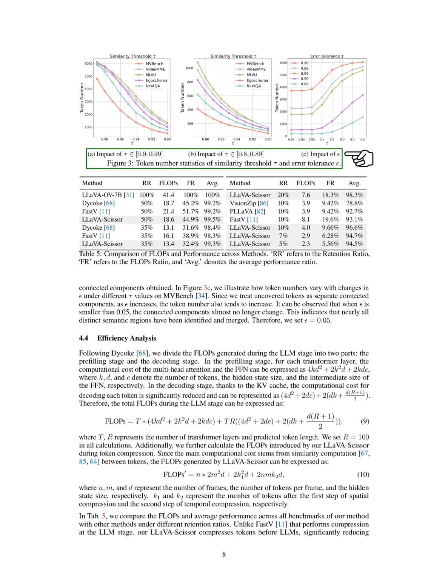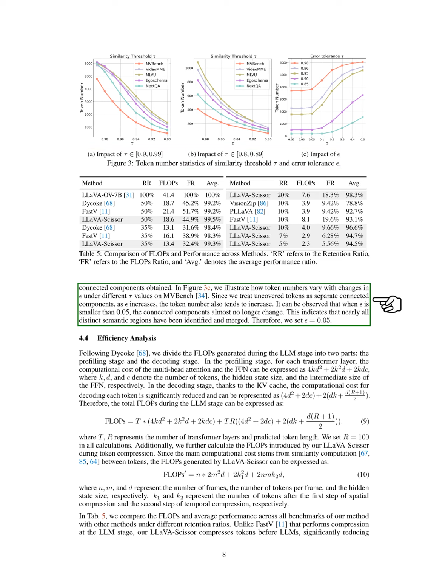Finally, we analyze the impact of the similarity threshold and error tolerance on token numbers after compression. We observe that a more lenient threshold allows for more tokens to be compressed, and the number of tokens varies across benchmarks. The error tolerance serves as a trade-off between accuracy and efficiency, with our findings indicating that setting it to 0.05 effectively identifies and merges distinct semantic regions.